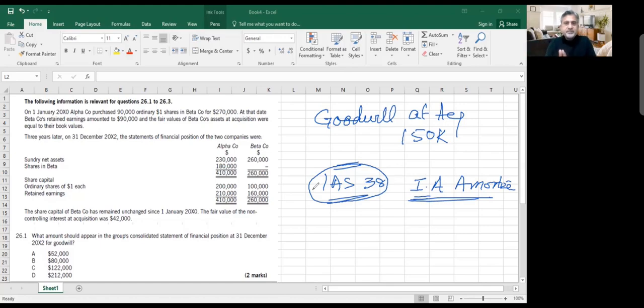So you ask me, do you have this software? Yes. What is the evidence? This is the contract, this is the payment. But for goodwill, is it an identifiable asset? The answer is no. And we don't put it under IAS 38.